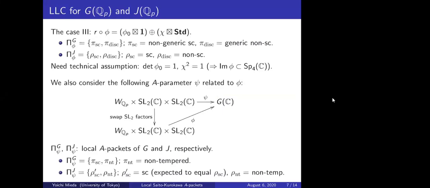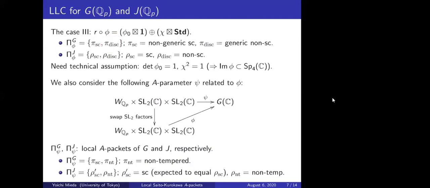Then the shape of the A-packets is as follows. Pi psi G consists of two elements. This pi sc is the same as this pi sc. So this L-packet and this A-packet share the supercuspidal representation. On the other hand, the other representation is non-tempered, and this is not equal to this pi disc.